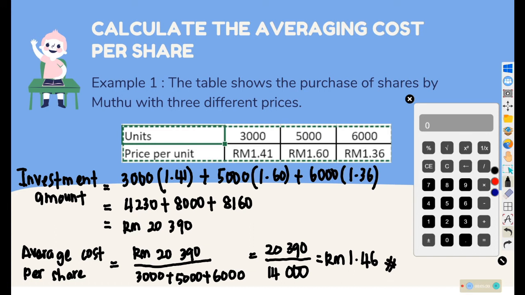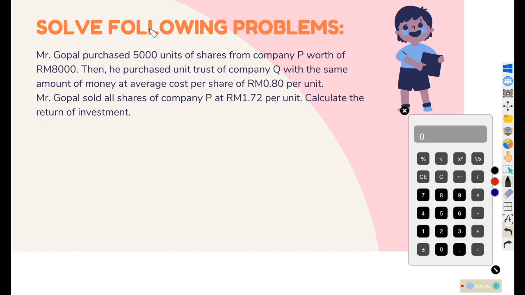Okay, now we move on to the next question. Solve the following problems. Mr. Gopal purchased 5,000 units of shares from company P worth 8,000. Then he purchased unit trust of company Q with the same amount of money at an average cost per share of 80 cents per unit. Mr. Gopal sold all shares of company P at RM1.72 per unit. Calculate the return on investment.